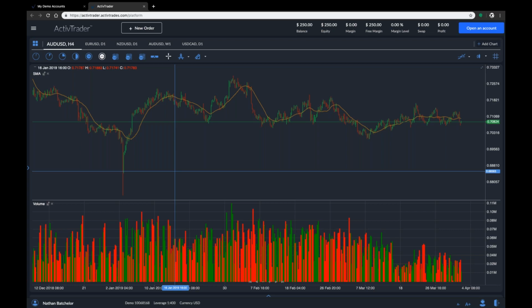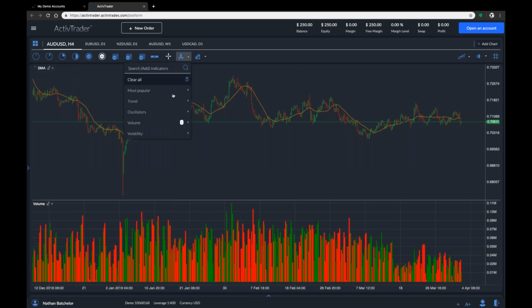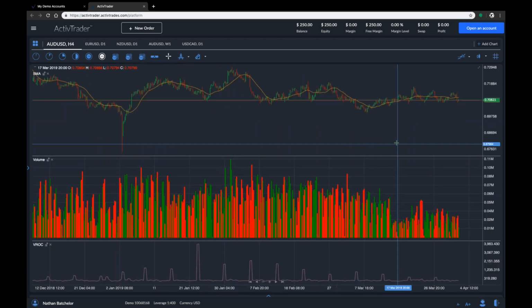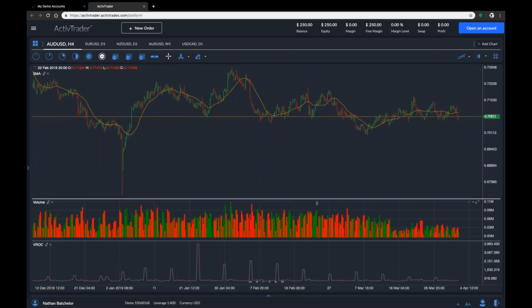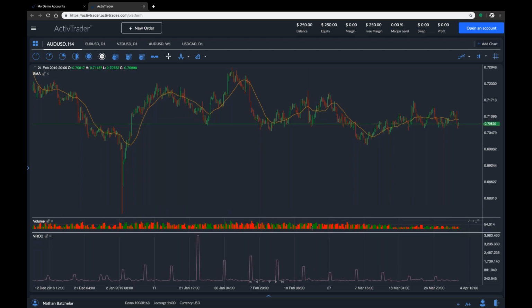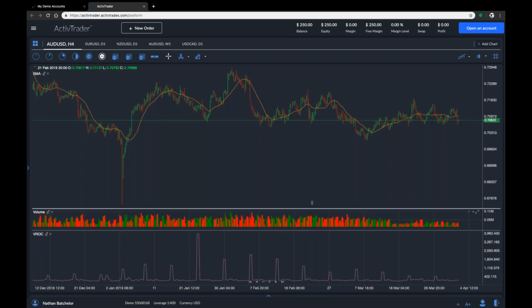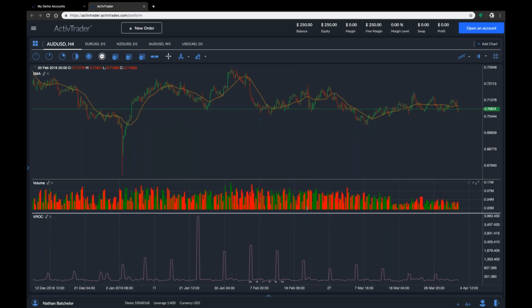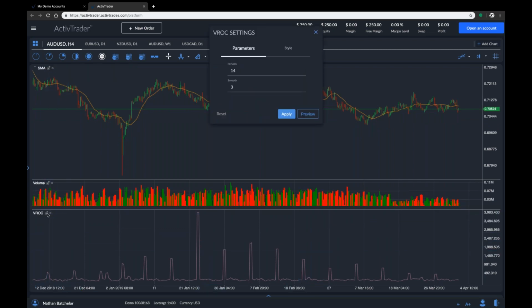So now I'm going to discuss the fourth indicator in the volume section, the volume rate of change. The volume rate of change indicator measures the rate of change in volume over the past number of sessions. In other words, the VROC indicator measures the current volume by comparing it to the volume over a number of periods or sessions. The VROC indicator can be a powerful technical indicator.